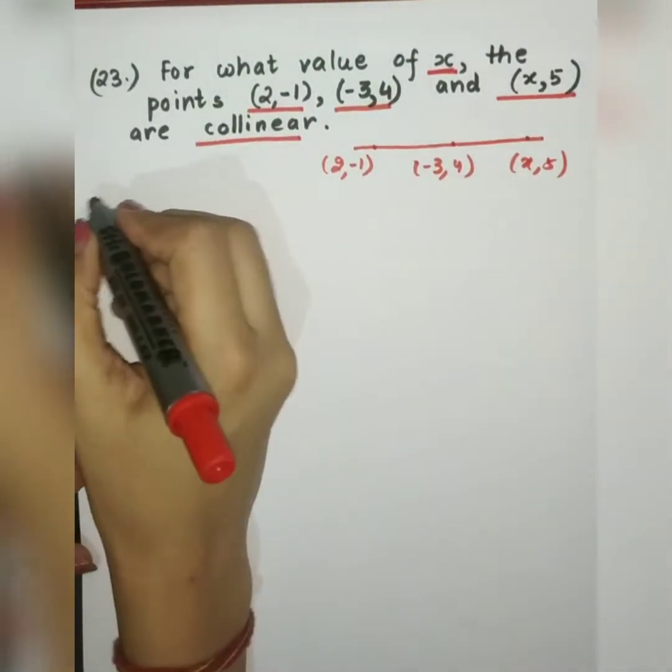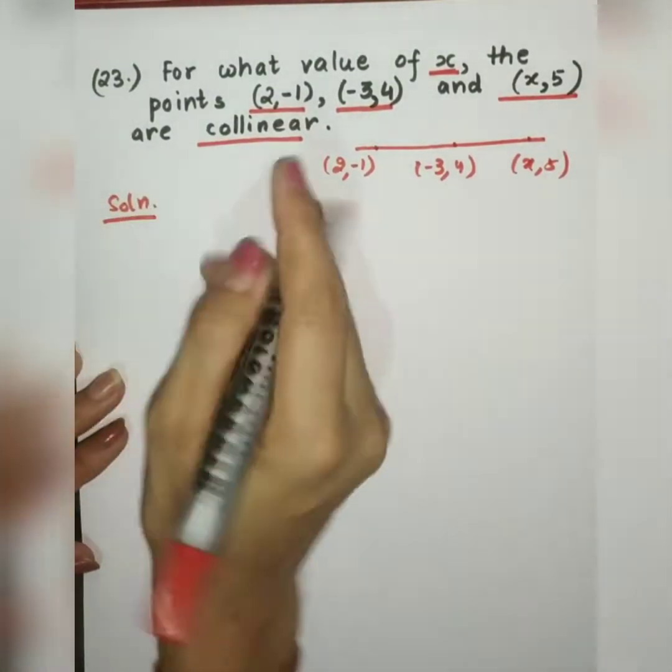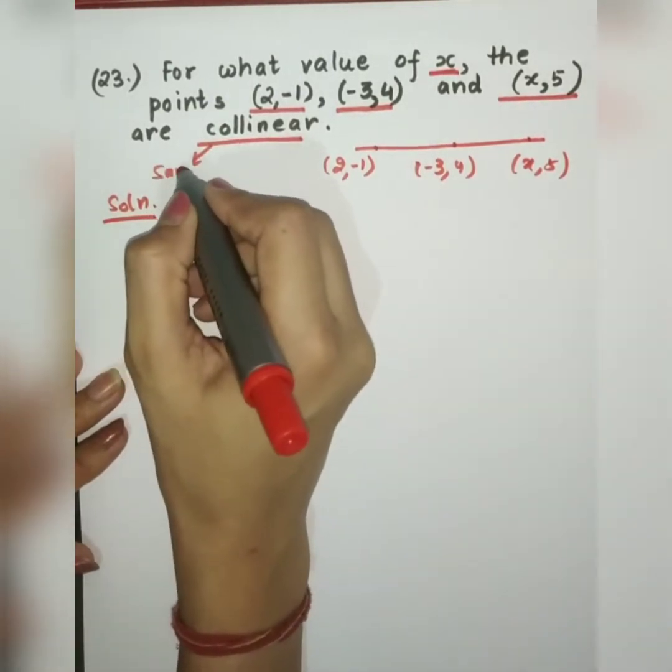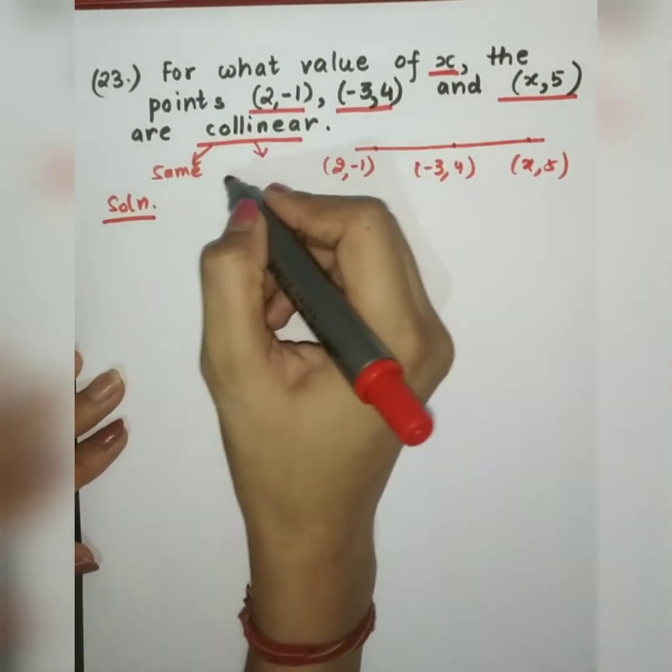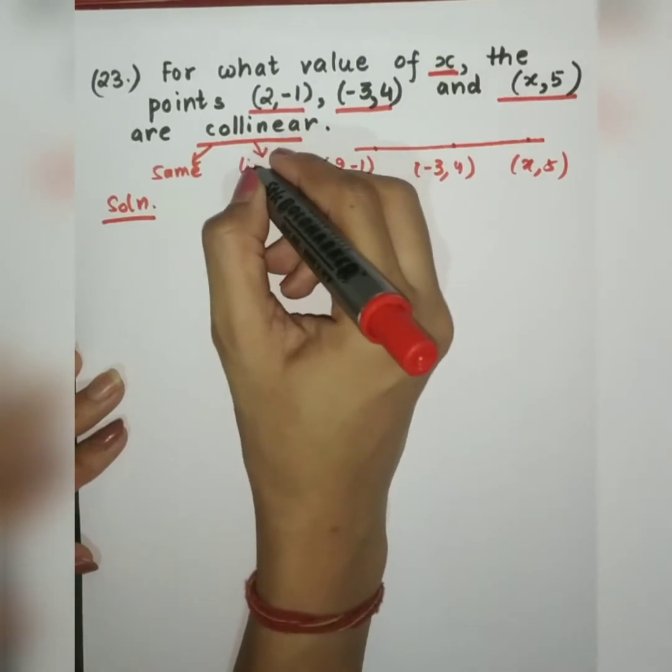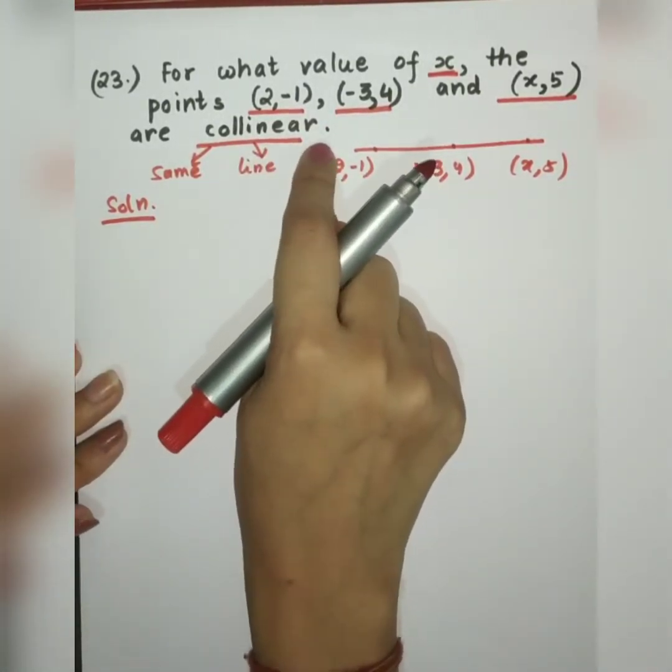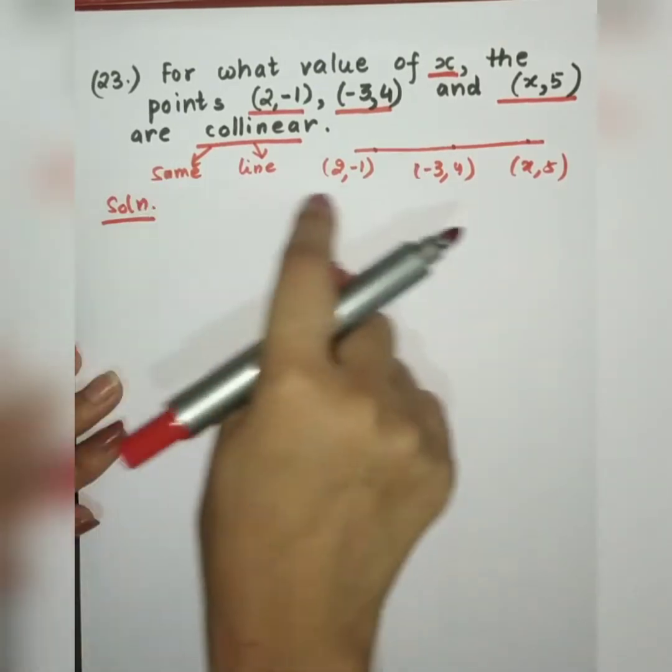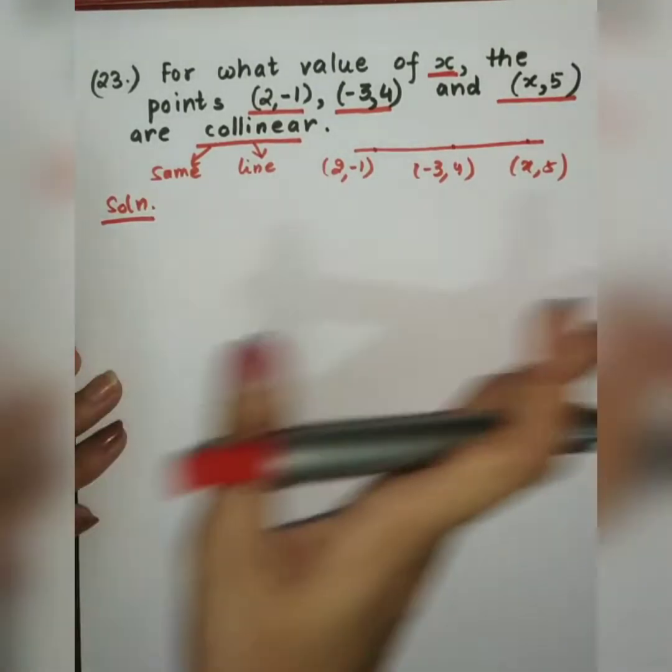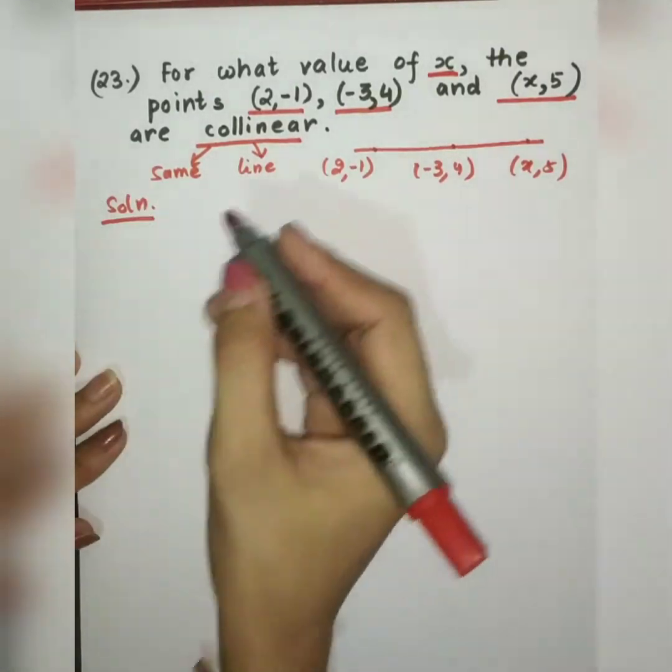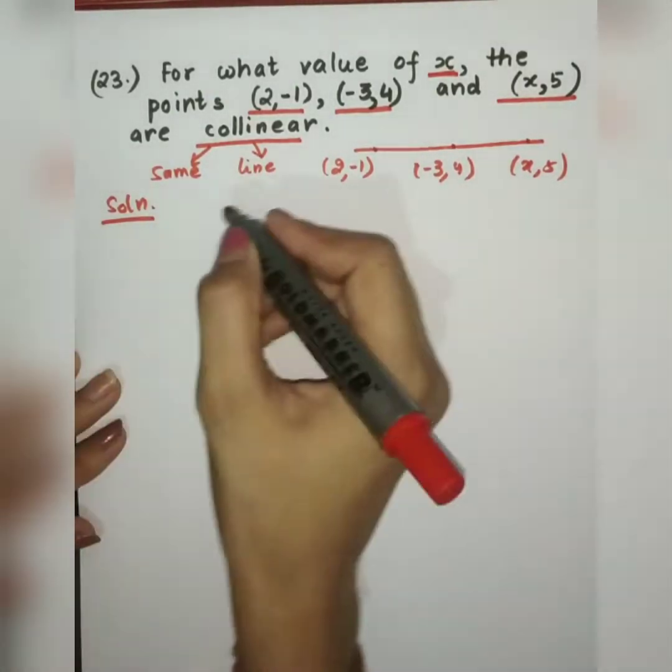You should know the meaning of collinear. Co means same and linear means line. So 3 points are said to be collinear if they lie along the same line. If they are lying in the same line, then those 3 points are collinear. So let us solve the question.